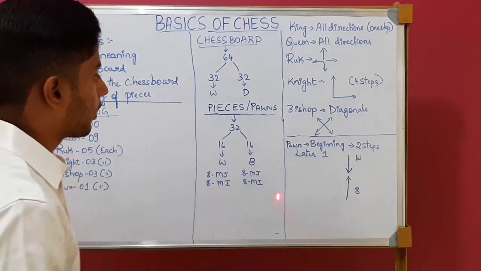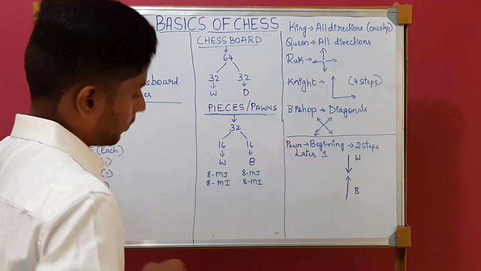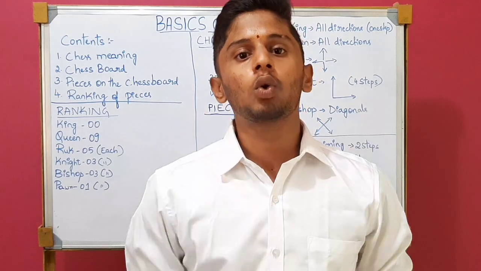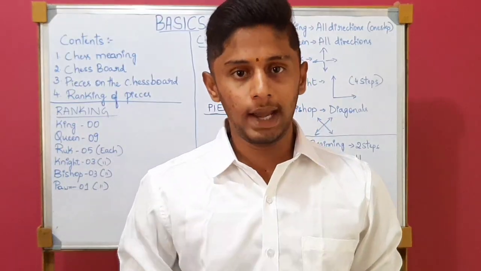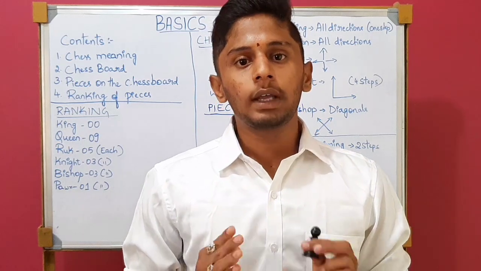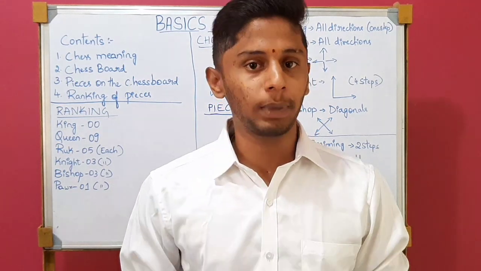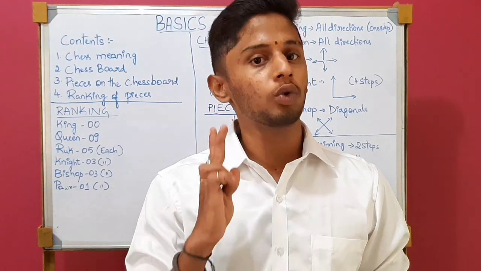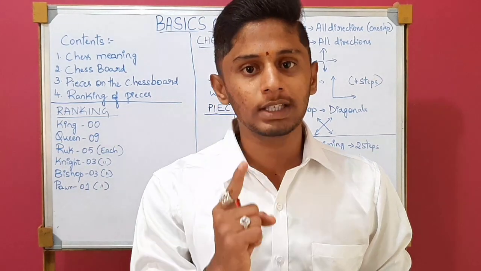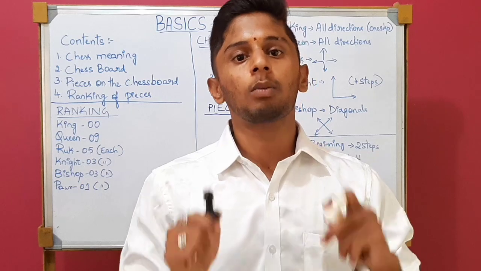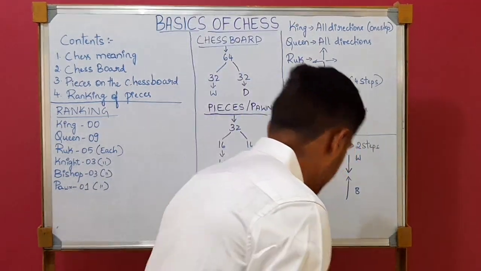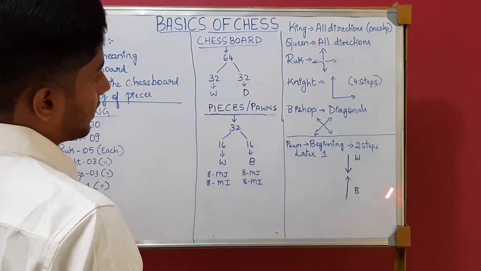Now we move on to the minor piece, that is the pawn or a soldier. There are totally 8 pawns for white and 8 pawns for black. Each pawn can move 2 steps at the beginning. Further, it moves only one step on the chessboard. This is about the pieces on the chessboard.